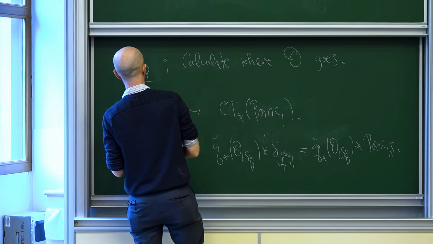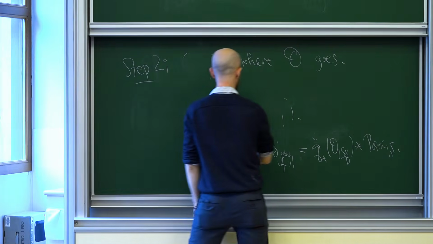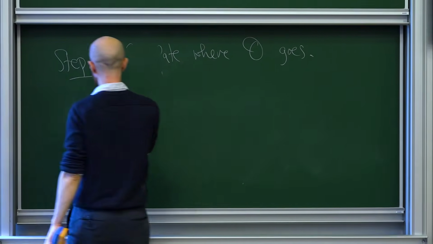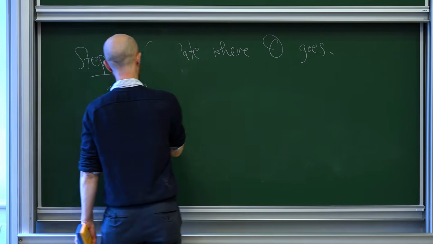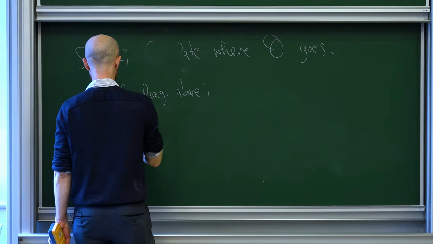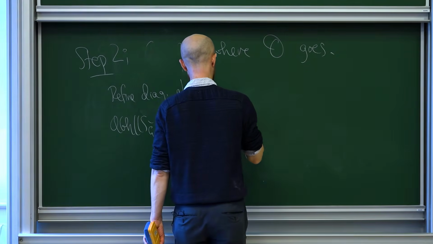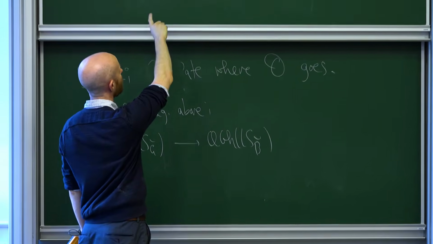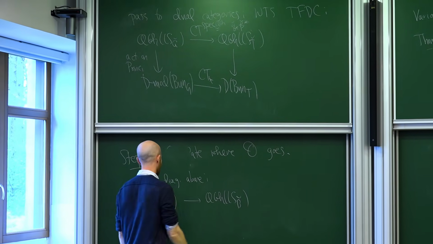So let me say step 2 is: you refine the diagram above. What you try and do is something strictly harder than proving this diagram.